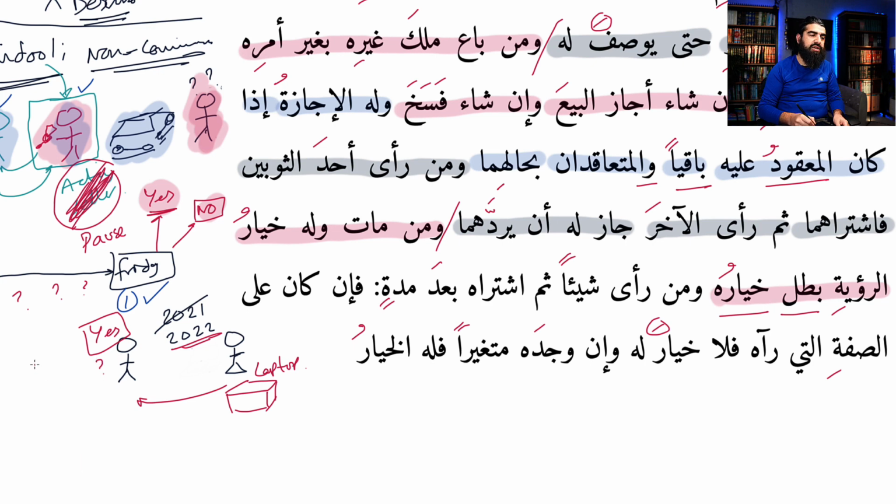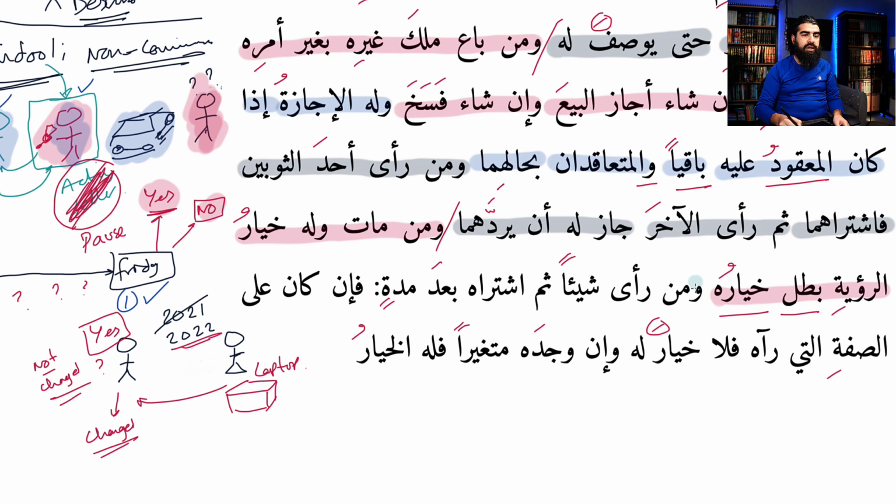So the rule is this: as long as it has not changed, then he does not have khiyar ru'ya because he's already seen it. But if it has changed, meaning that when he opens the box he says, this isn't the one that I saw, you've changed this, then he has khiyar ru'ya again.